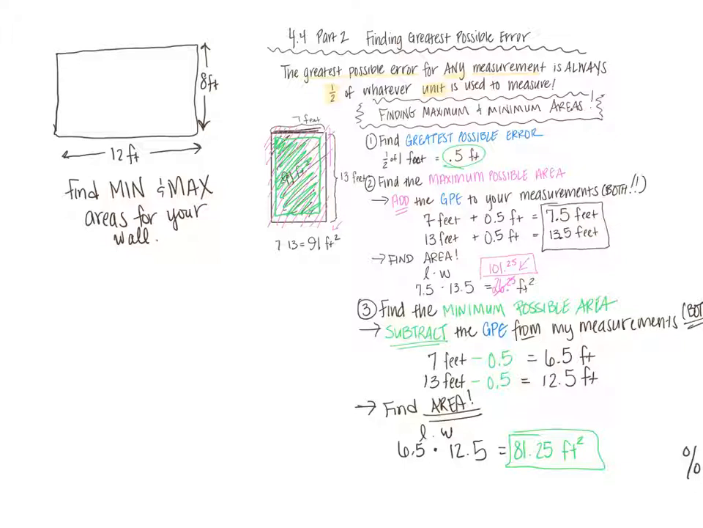Okay, so you measure, and you decide that your wall is 8 feet by 12 feet. Well, we want to make sure we get enough paint, so we need to find the minimum as well as the maximum area for our wall. Go back through, do the exact same steps that I did over here when I was looking at my floor plan, and find your minimum and maximum areas using your greatest possible error.